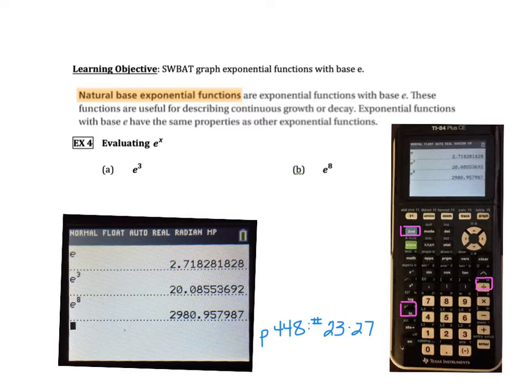The interesting thing is we can have exponential functions with the base e. The ones we've been doing had bases like 2 and 3 and 1/2, but we want to get used to the base of e because we're going to need that later in chapter 7. So what I want to show you in this particular slide is how to do calculations with e on your calculator.